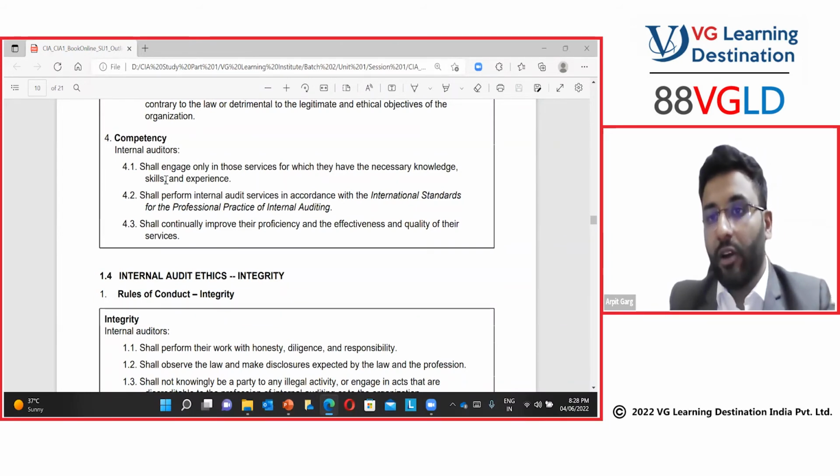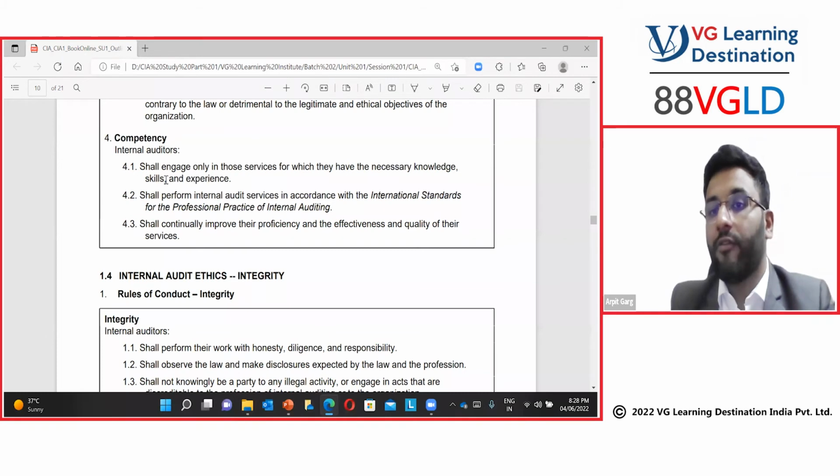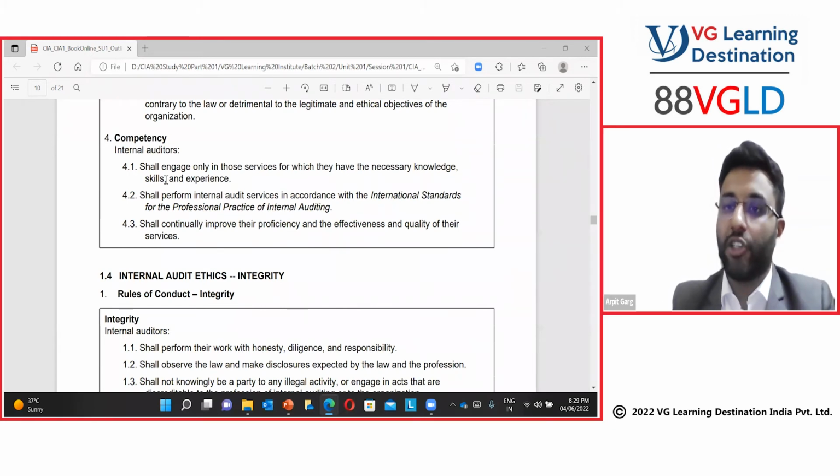If you're a CIA or practicing internal audit, normally the Institute of Internal Auditors says that you should complete at least 40 hours of continuing professional development training. And someone who is not practicing in the internal audit profession, let's say I am a certified internal auditor but I'm taking the role of a procurement head of a company, which means I'm not practicing as an internal auditor anymore, in that case, if I want to maintain my CIA designation, I should do at least 20 hours of training in a year.